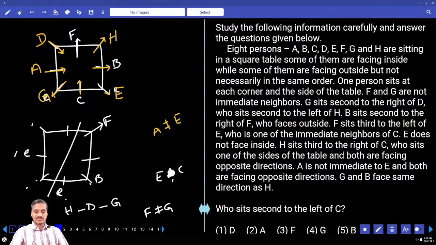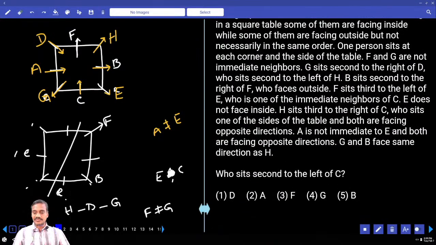Then coming to question number 1. Who sits second to the left of C? Second left of C is A. A is the answer choice to question number 1.